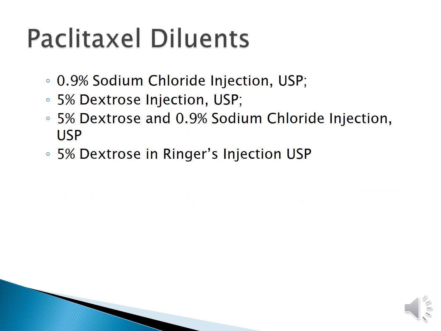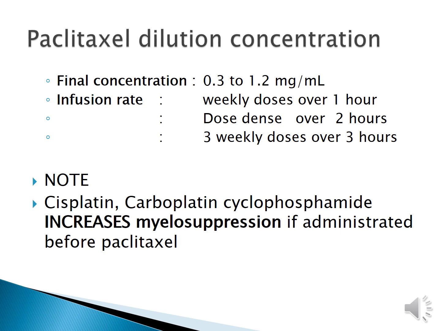Paclitaxel diluents. They include 0.9% sodium chloride injection, 5% dextrose injection, 5% dextrose and 0.9% sodium chloride injection, and 5% dextrose in Ringer's injection. Paclitaxel dilution concentration. The final concentration should range between 0.3 and 1.2 milligrams per ml.